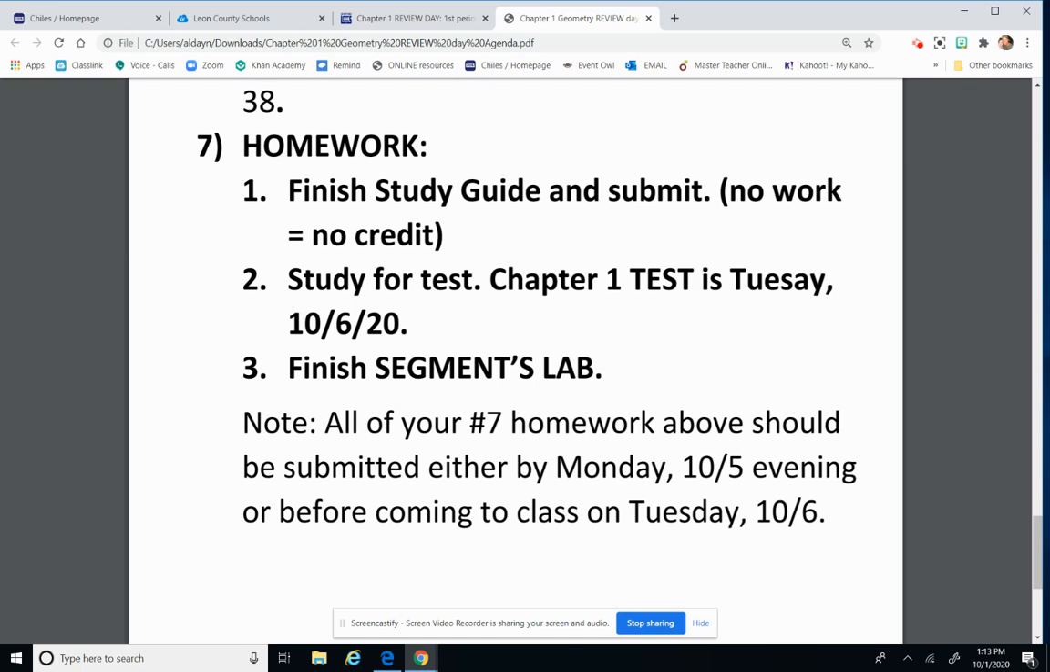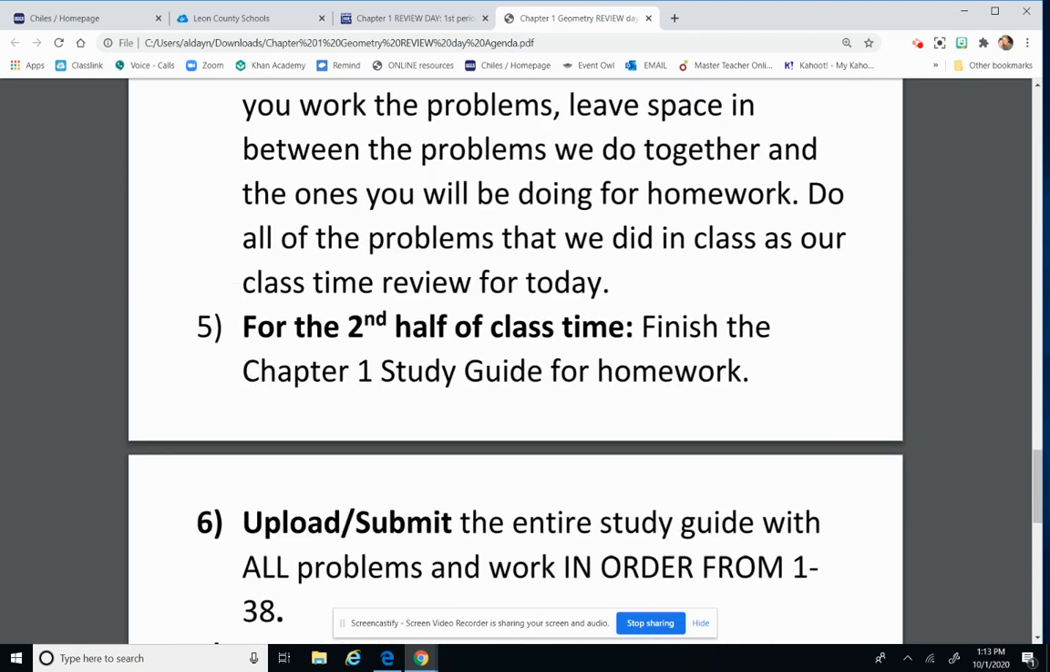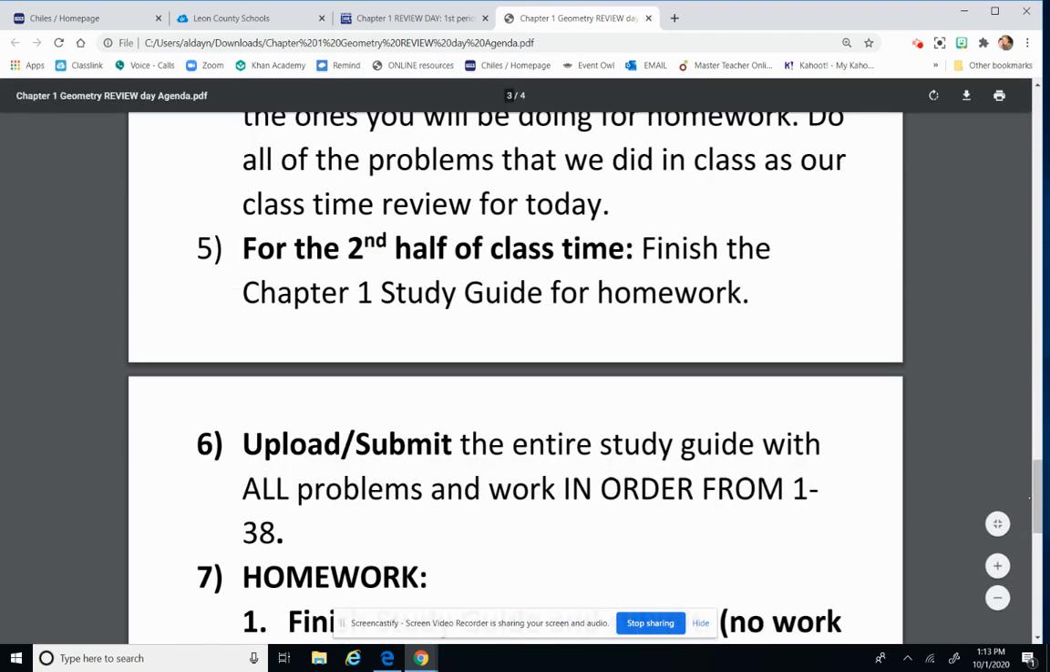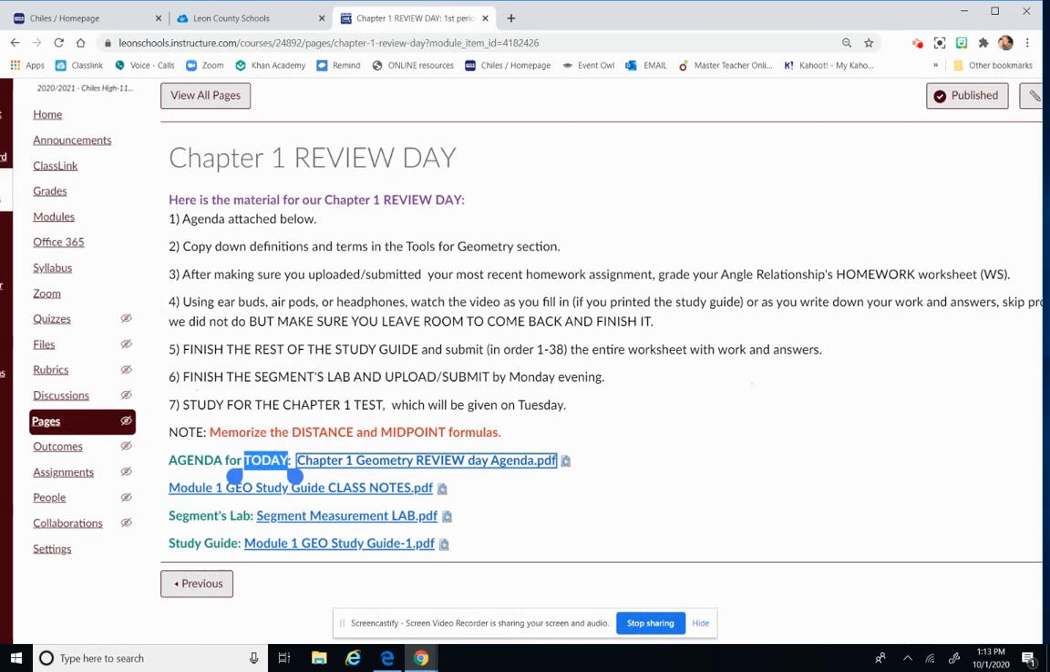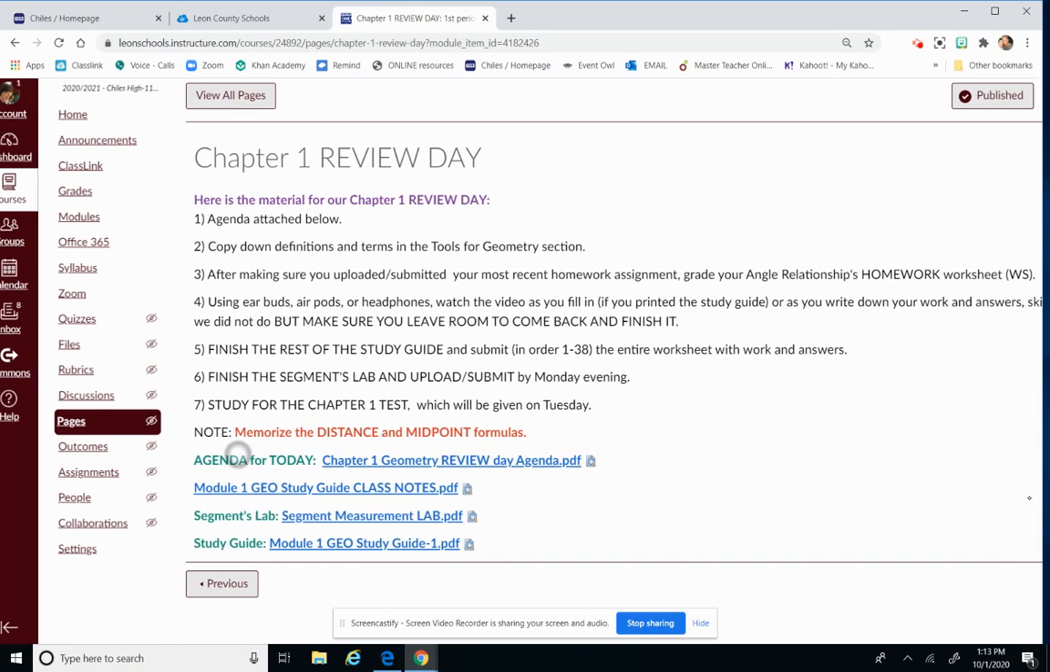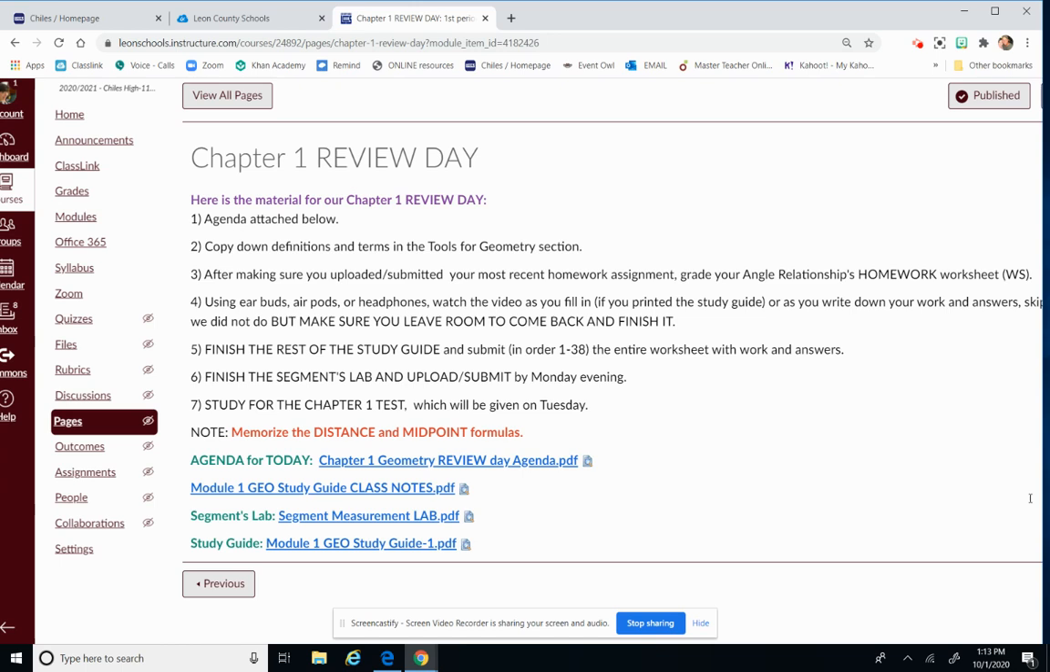All of your number 7 homework above should be submitted either by Monday evening or before you come to class on Tuesday. All right, so I'm going to close out of this. And like I said, this is right there in Canvas. It says agenda attached, and it was the first one down here that said agenda for today. All right, and it tells you up here the same thing I just went through. Okay, it's just kind of short and concise.